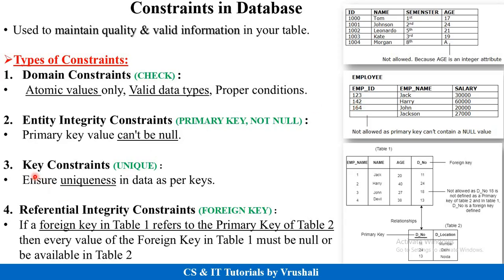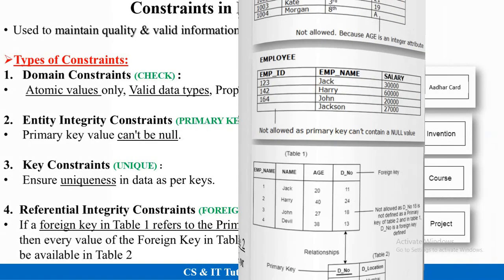Key constraint. Key constraint uses the keyword unique. So if you want to enter a unique value like a unique mobile number or unique email ID, at that time you can use the unique constraint. Now referential integrity constraint, just use the keyword foreign key. If you want a foreign key in table 1, it references the primary key of another table. So these are the four main constraints in database that are used to store valid and accurate information.